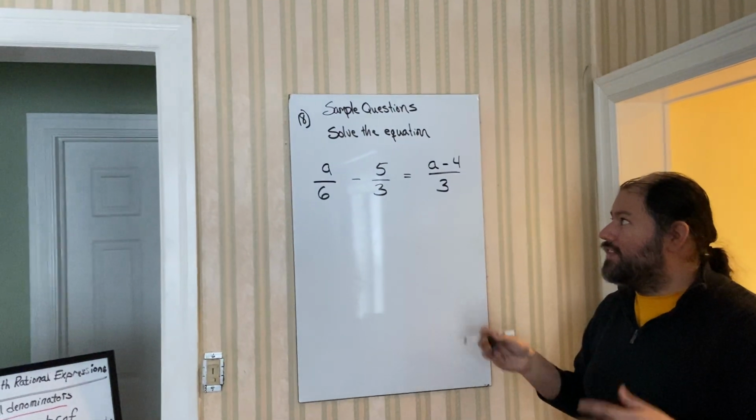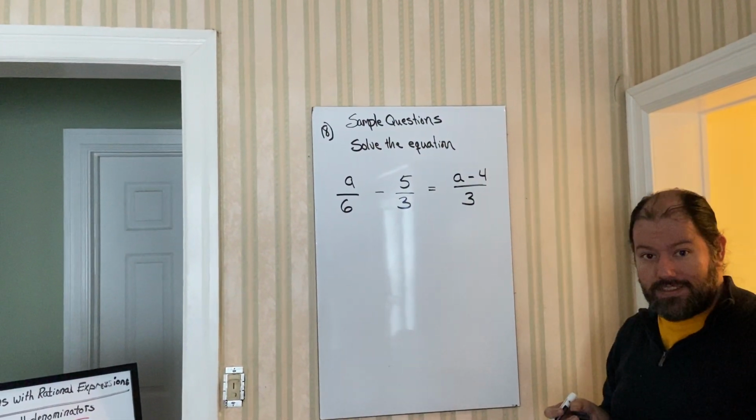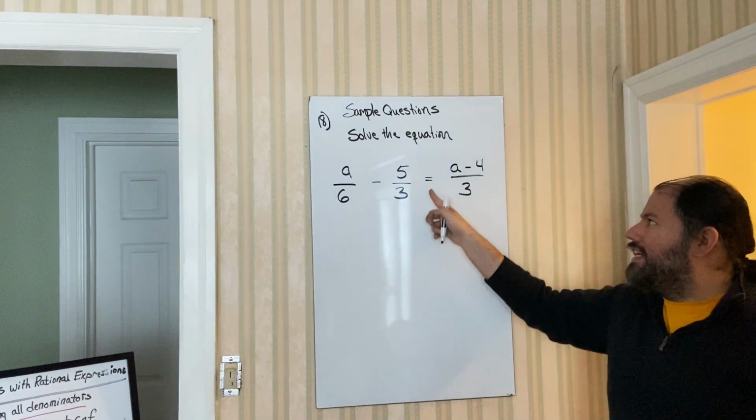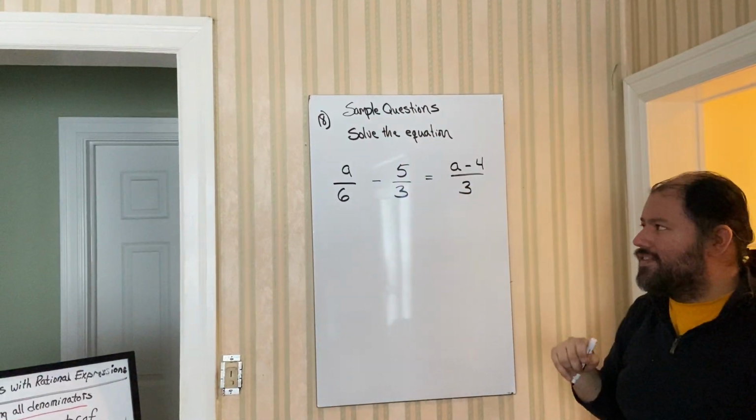So here's our first sample question that has to do with solving the equation. You're going to have 3 of these on the test. So we'll start with the basic one. Notice it has an equal sign. It says solve the equation. Equation means you have an equal sign.